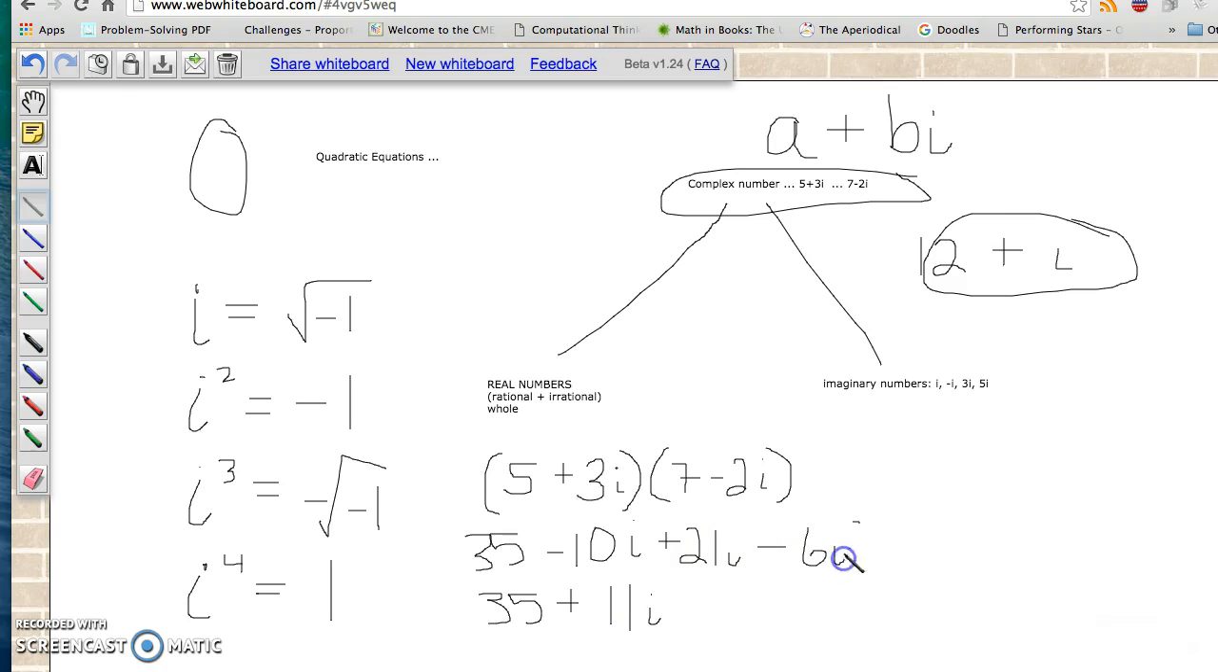But then here's the trippy part, right? I said 6i squared. So what's i squared? Well, i squared is -1. So I just replace the i squared with -1. Then it becomes -6 times -1, which is minus -6, which is just +6. So now I can combine another like term. So my final answer is 41 plus 11i.